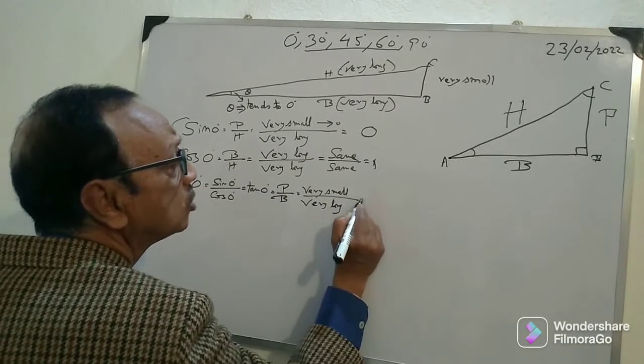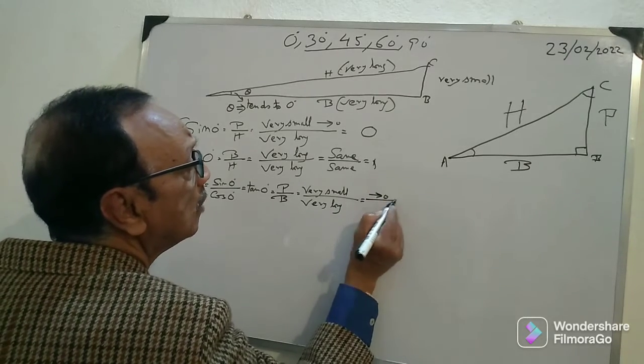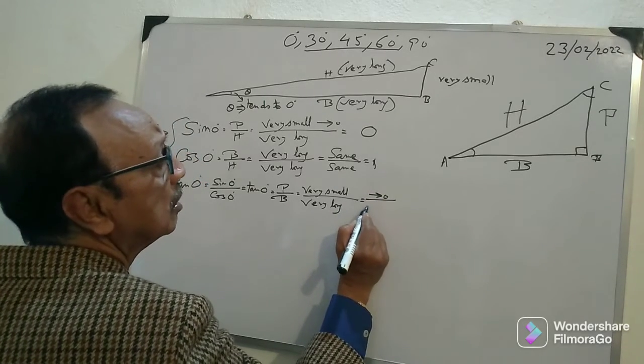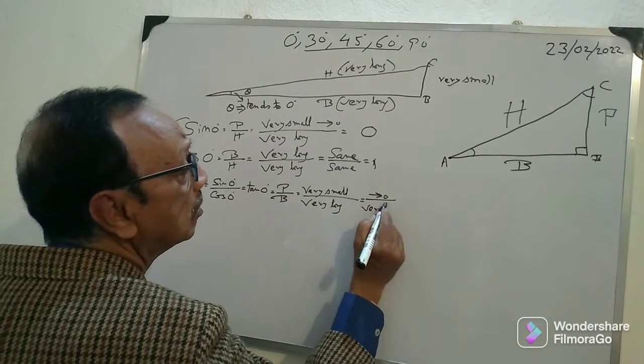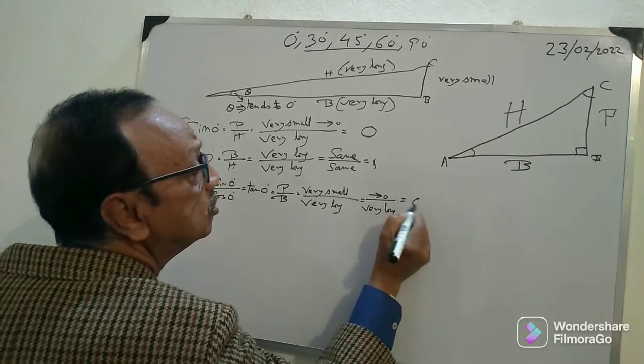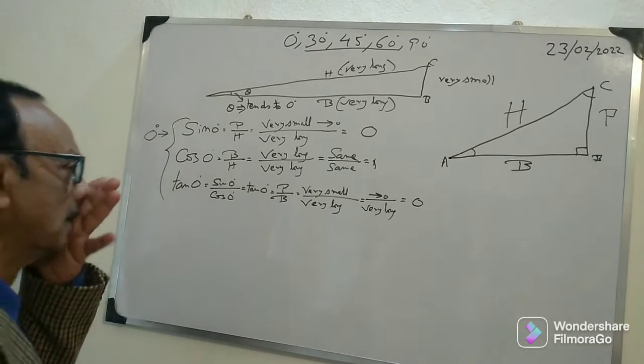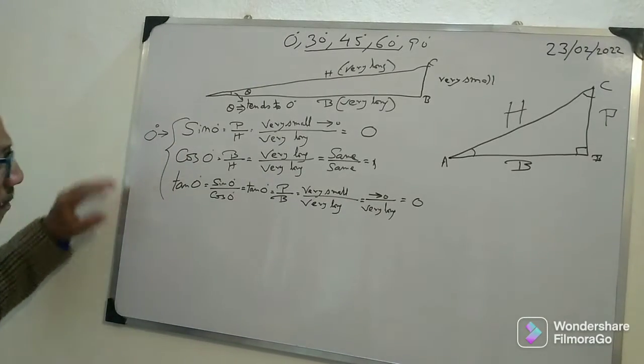That's why it tends to 0 by very long, very big. That means it is 0. Can you understand? Now, just the inverse of this.